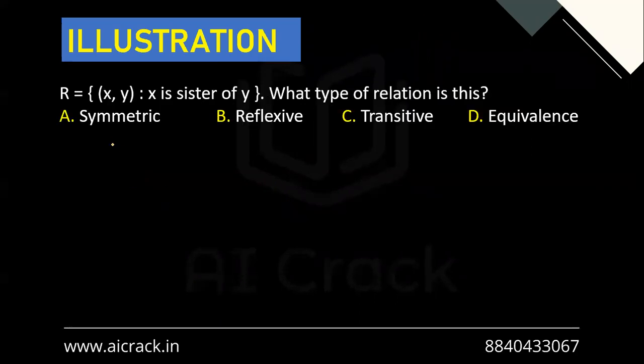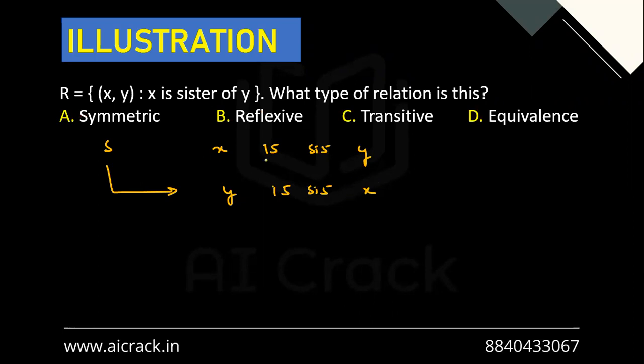Now let's look at this example. R is (x, y), x is sister of y. What type of relation is this? So we'll first check for symmetric. We have been given x is sister of y. For the symmetric condition, we replace x with y and y with x: y is sister of x.